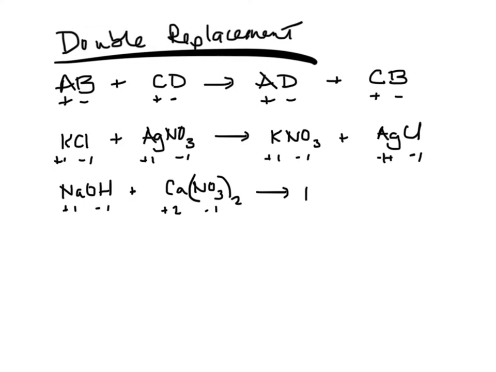When they switch, the Na, which is +1, goes with the nitrate, which is -1, so that's a correctly written formula. And the Ca, which is +2, combines with hydroxide, which is -1, requiring parentheses and a 2. This is not balanced until we go back and put a 2 on the sodium hydroxide and a 2 on the sodium nitrate. One more example.